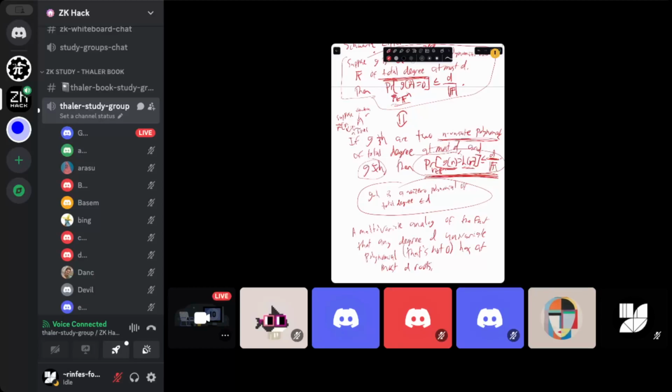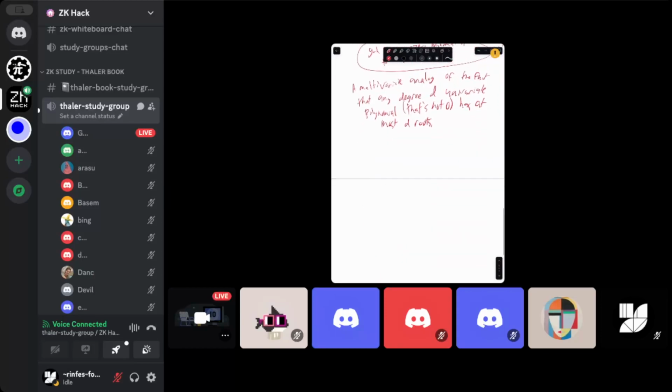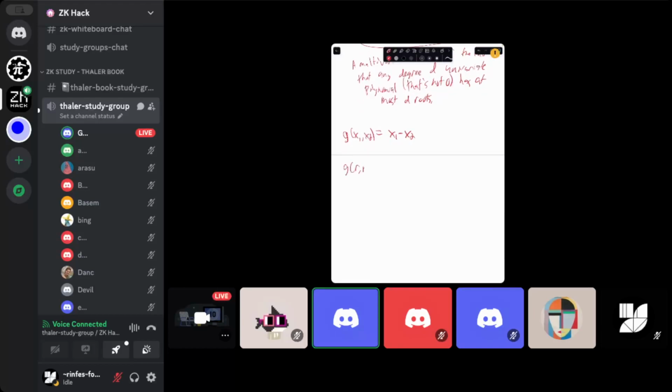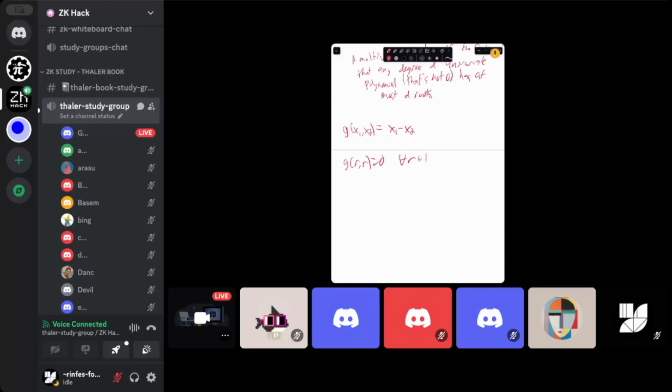Yes, let me just think for a second. Probably everything completely falls apart and you get horrible guarantees. Let's see. Yes, let's consider g of x1 comma x2 as x1 minus x2. Then g of r comma r is 0 for all r. So it's a total failure of Schwartz-Zippel in that case.